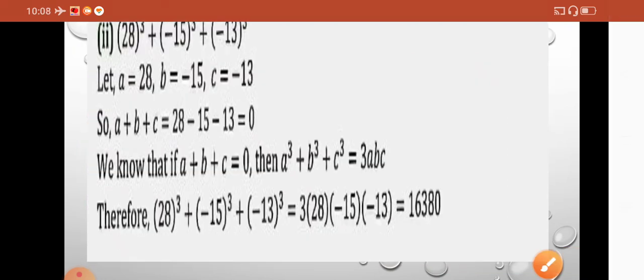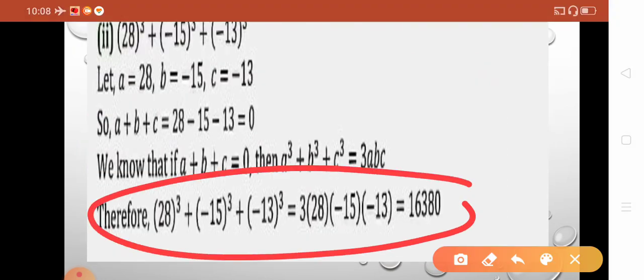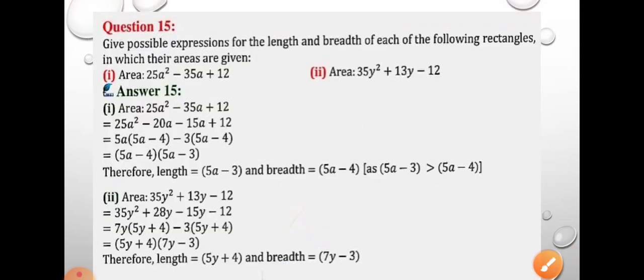That means you can directly write it is equal to 3xyz, and you will get your answer. Clear? 15th question: give possible expressions for the length and breadth of each of the following rectangles in which their areas are given. You are given the area and you have to find the length and breadth.